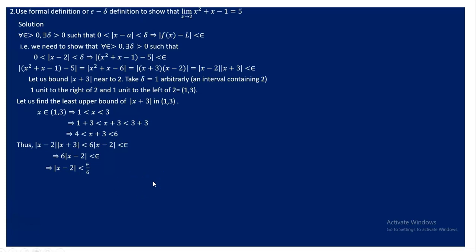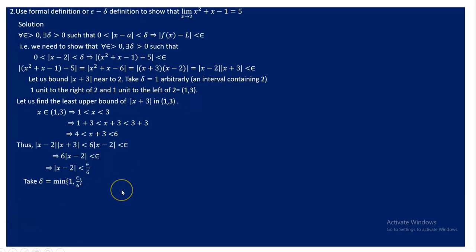So what comes now is we have to select delta to be the minimum of 1 and epsilon over 6. We obtain here epsilon over 6, students, so we can now take the minimum of 1 and epsilon over 6. Basically, if you are taking a small difference between x and 2, obviously delta is going to be less than or equal to epsilon over 6. But in case you are taking an x value outside of this interval 1 to 3, you are free to take delta to be number 1.